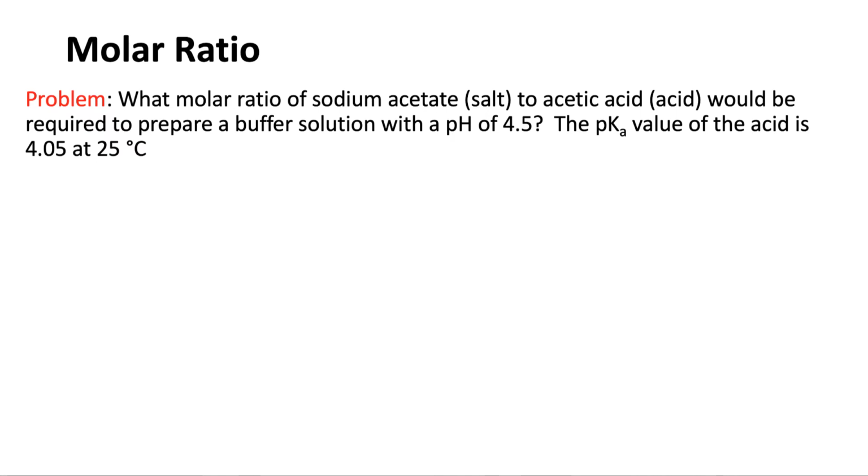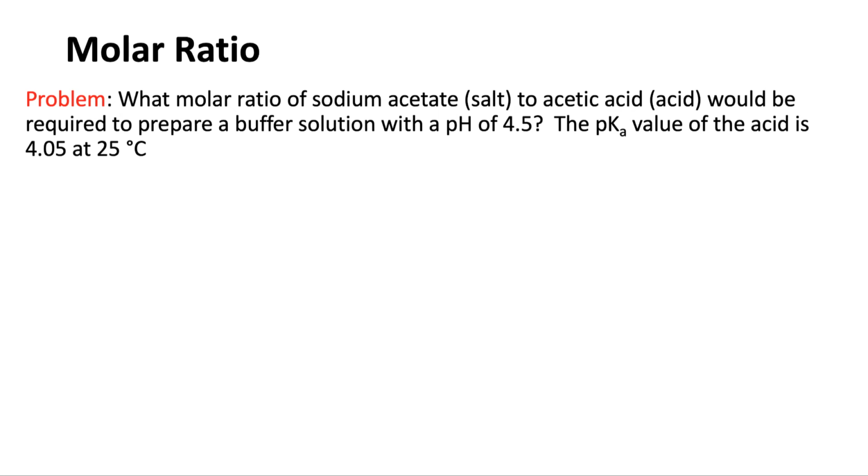All right, that's enough background and derivation of these formulas. Let's go ahead and put them to use. The first question we're going to use these equations to solve is for molar ratio. What is the molar ratio of sodium acetate to acetic acid? Stop there for a second. In this case, sodium acetate would be the salt, because it would be considered the hydrogen ion acceptor, versus acetic acid, which is considered the acid since it's what donates the hydrogen ion. So we want the molar ratio of the salt to the acid that would be required to prepare a buffer solution with a pH of 4.5.